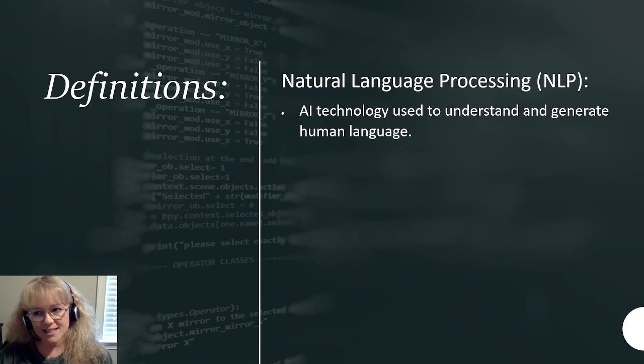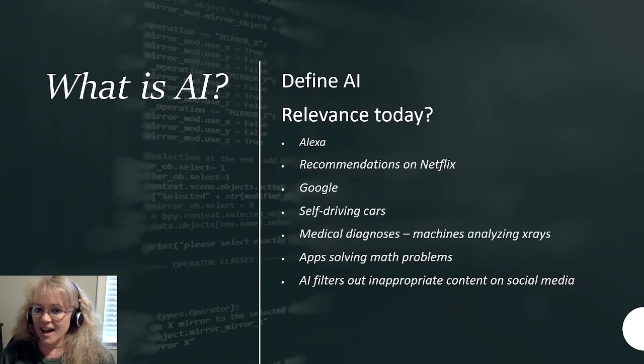Natural language processing, or NLP, AI technology used to understand and generate human language. So ChatGPT generates words, right? The ghost was not a word, it was a thing. So natural language processing is when they take words, chug them, and they generate human language or more words. So think of ChatGPT as natural language processing. Define AI, and is it relevant today? Well, what about Alexa? Alexa definitely uses AI.